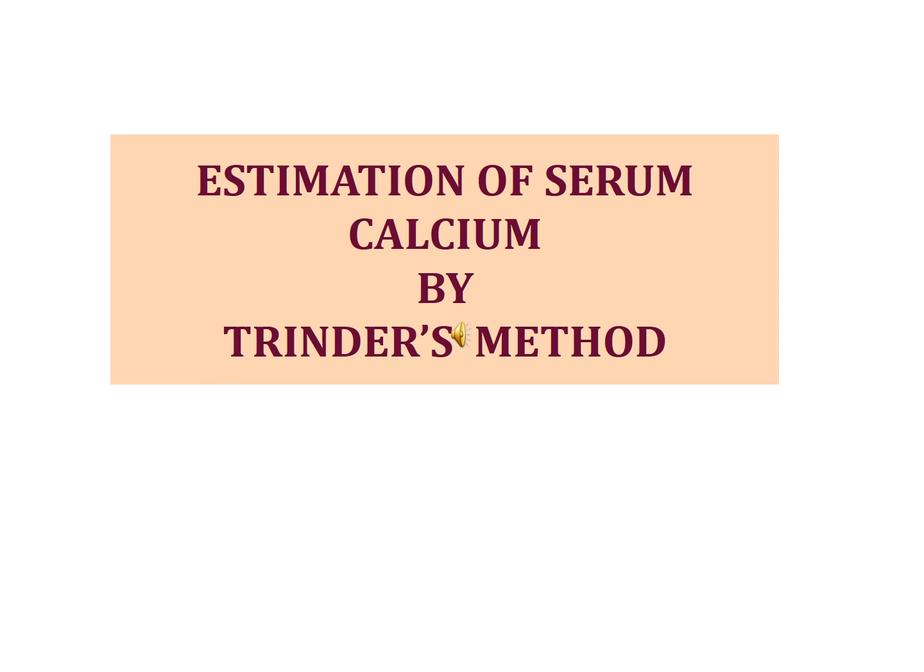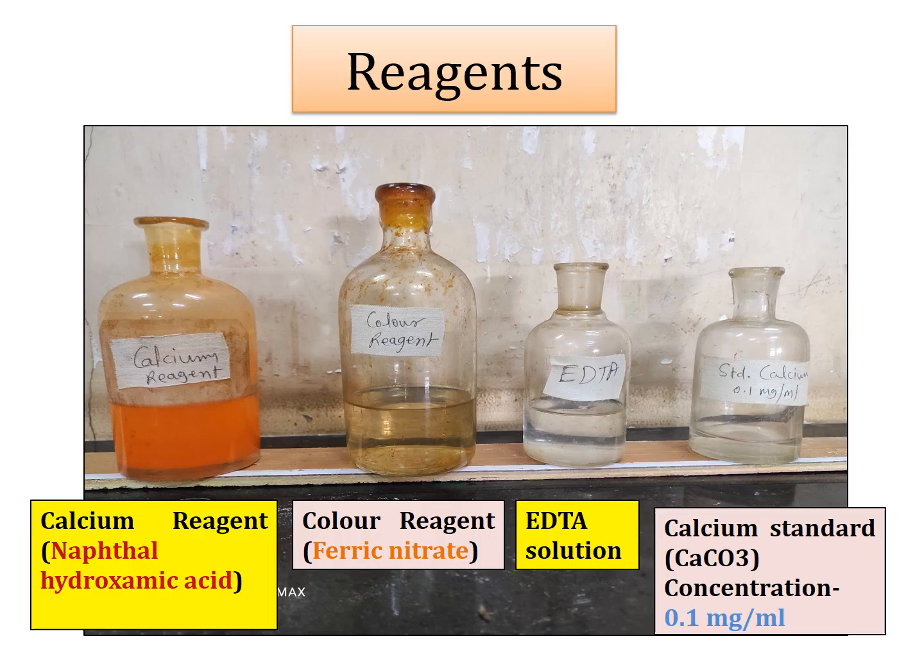Now we will discuss a methodology for estimation of serum calcium by Trinder's method. This is a colorimetric estimation. It is a quantitative estimation, and the unknown sample we are going to use here is serum. The reagents used are calcium reagent, which contains naphthyl hydroxamic acid, EDTA solution, color reagent, which is composed of ferric nitrate, and calcium standard. The concentration of standard is 0.1 mg per ml.